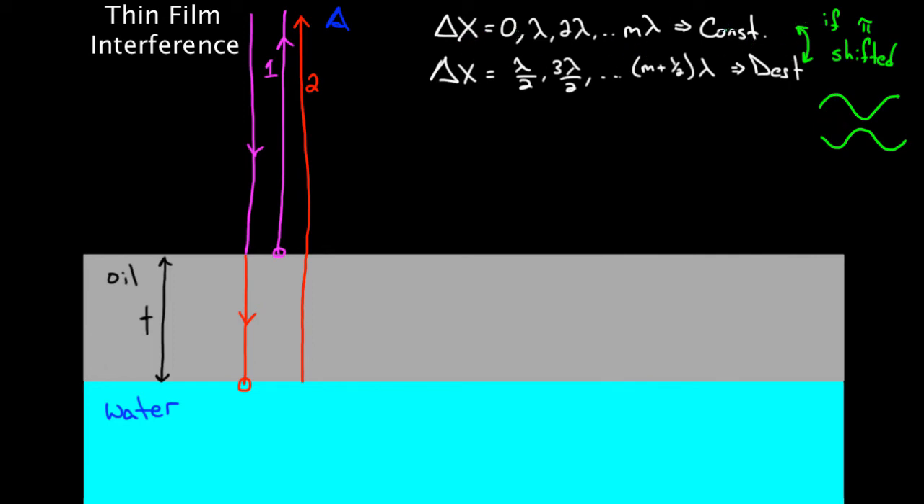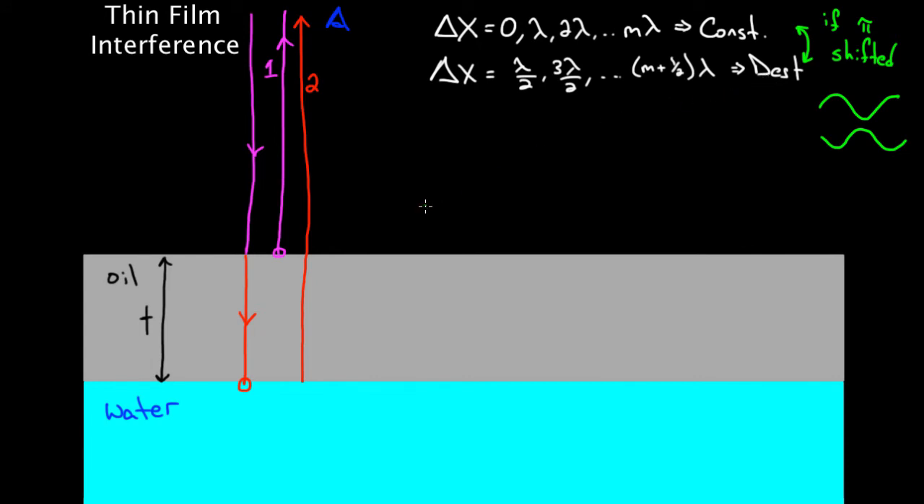Integer wavelengths give us constructive, half integer wavelengths give us destructive, unless one is pi shifted. If they're both pi shifted, then this condition still holds. But if only one is pi shifted, you flip-flop these relations, and the half integer wavelengths give you constructive, and the whole integer wavelengths give you destructive.